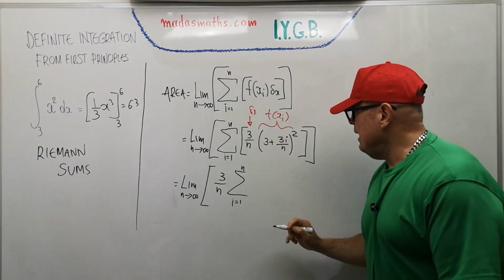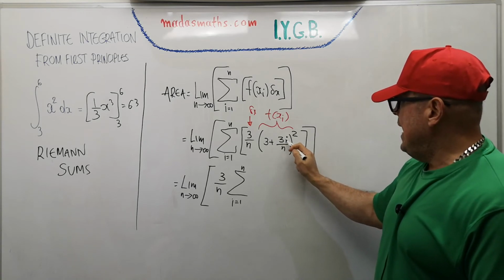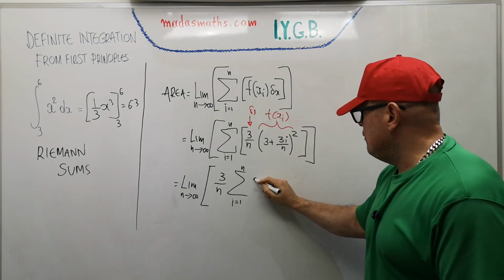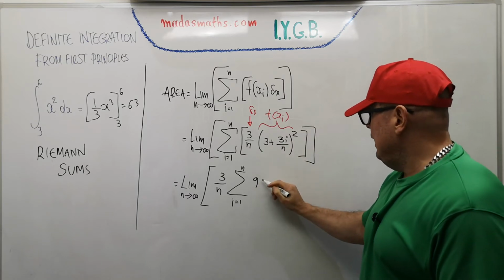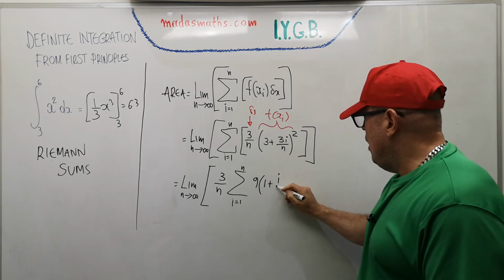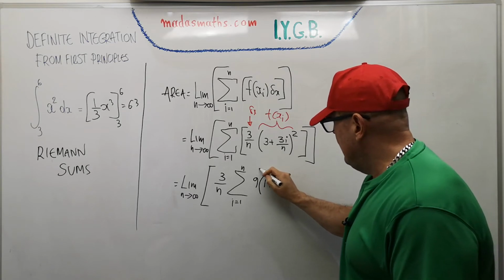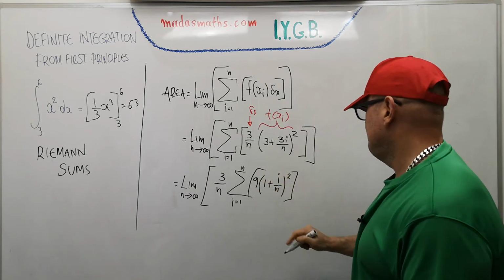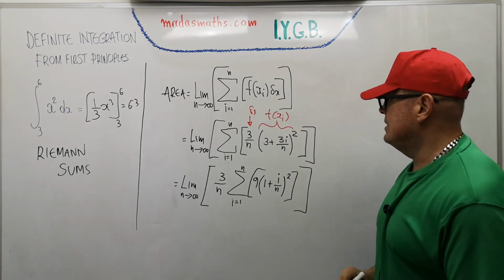And this bit here, rather than squaring it, I'm going to factor out a 3, which of course is going to be squared, so it's going to be a 9. I'm going to do several tidies along the way. So it's going to be 9, and then 1 plus i over n all squared. So this is inside my sigma at the moment. I've just squared that, and close the bracket for the limit.